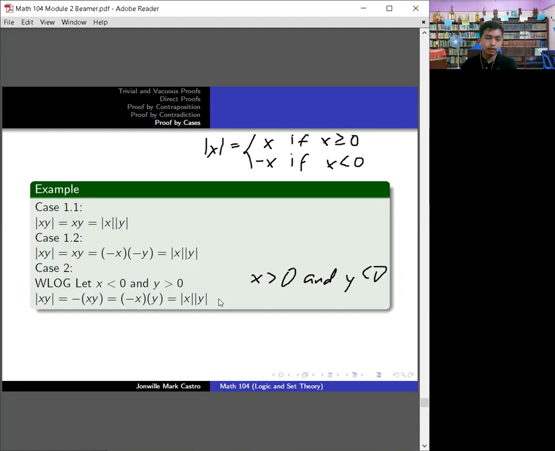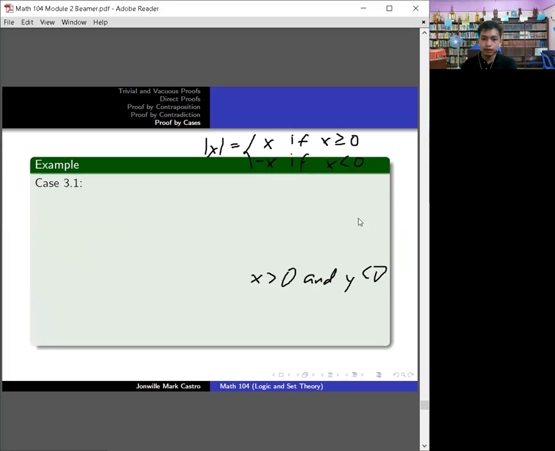So instead na ipo-prove natin yung 2.1 tsaka 2.2, isang proof na lang siya. Kasi pag yung isa, magpapalit lang yung pwesto ng variables. Pero same lang din yung proof niya.